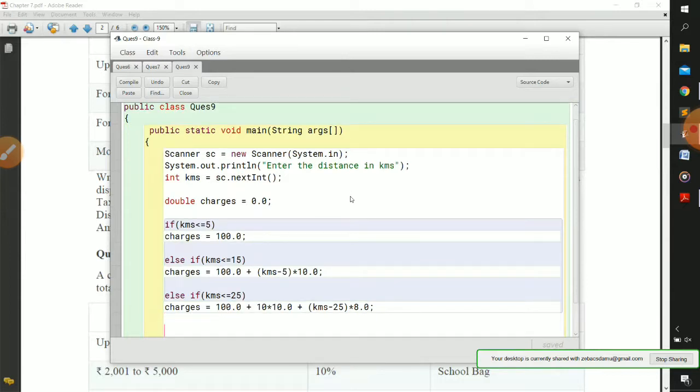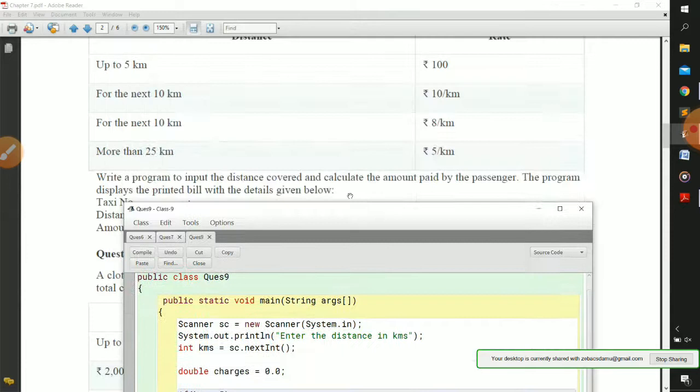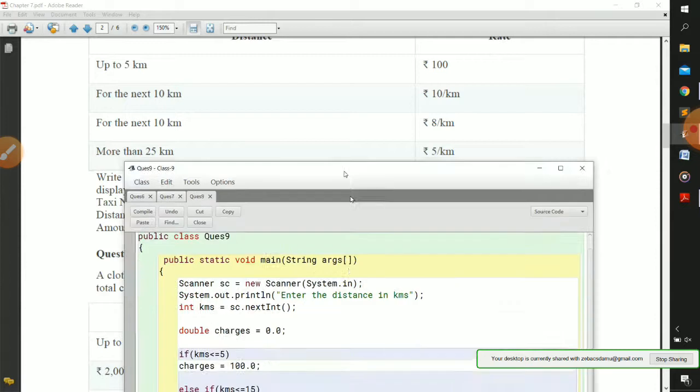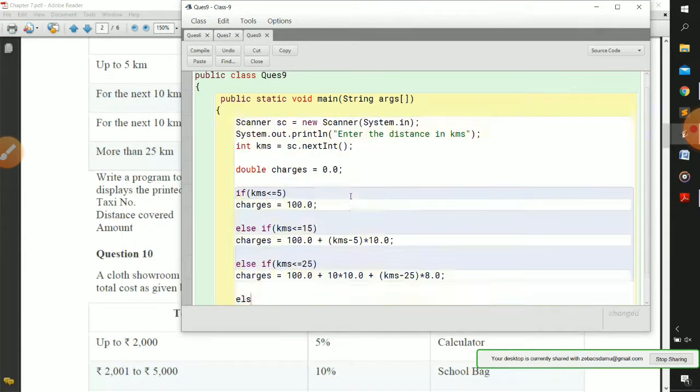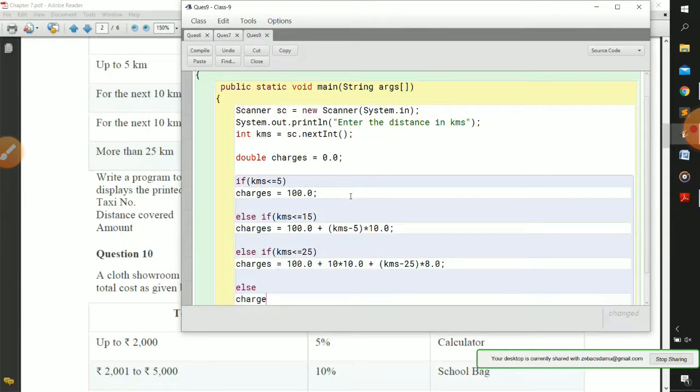Now see the fourth row, the last row. We are not going to give any condition, we just need to write down the body of this else portion. So it is saying that 5 rupee per kilometer should be charged for more than 25 kilometers. So in the else portion we need to define the charge. See how we are going to do it.